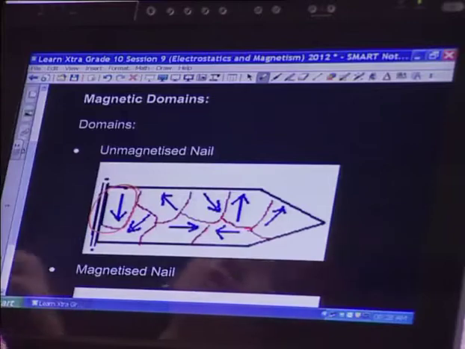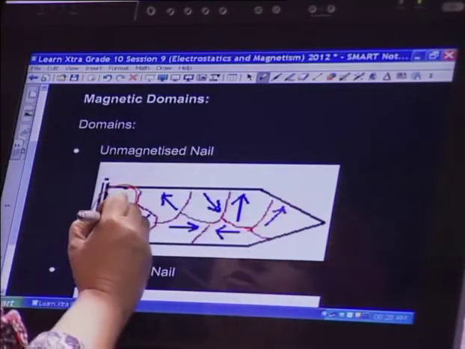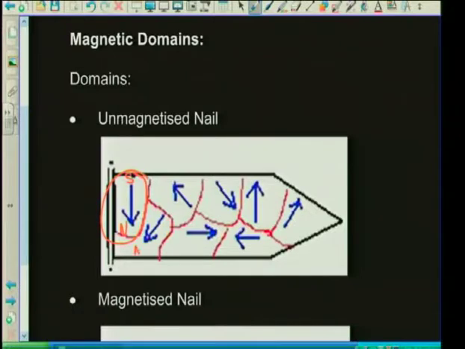So you don't get a net field. Remember that from vectors. You don't get a nice net field. You don't get them all pointing in the same direction. So if my arrows are pointing north, that's a north, that's a south, that's a north, that's a south. They're all random. And because it's all over the place, they cancel each other out. So it's not magnetized.